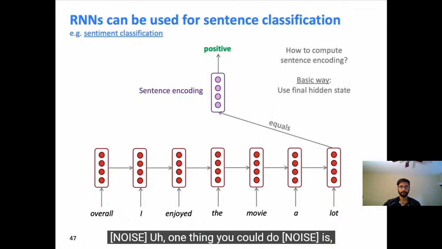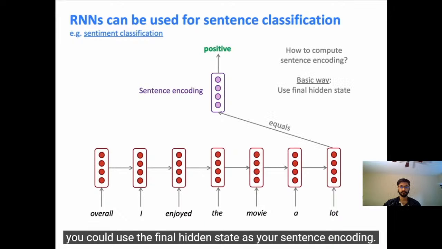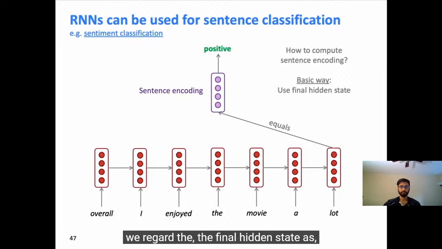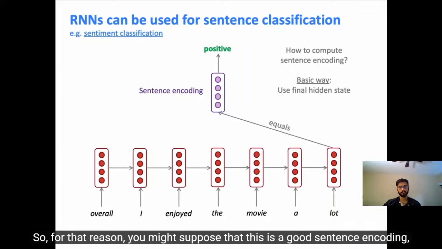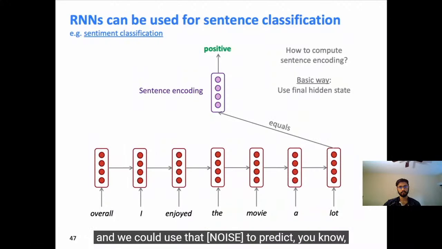One thing you could do is use the final hidden state as your sentence encoding. The reason you might think this is a good idea is because, for example, in the RNN, we regard the final hidden state as the thing you use to predict what's coming next. So we're assuming that the final hidden state contains information about all of the text that has come so far. For that reason, you might suppose that this is a good sentence encoding, and we could use that to predict what sentiment this sentence has.